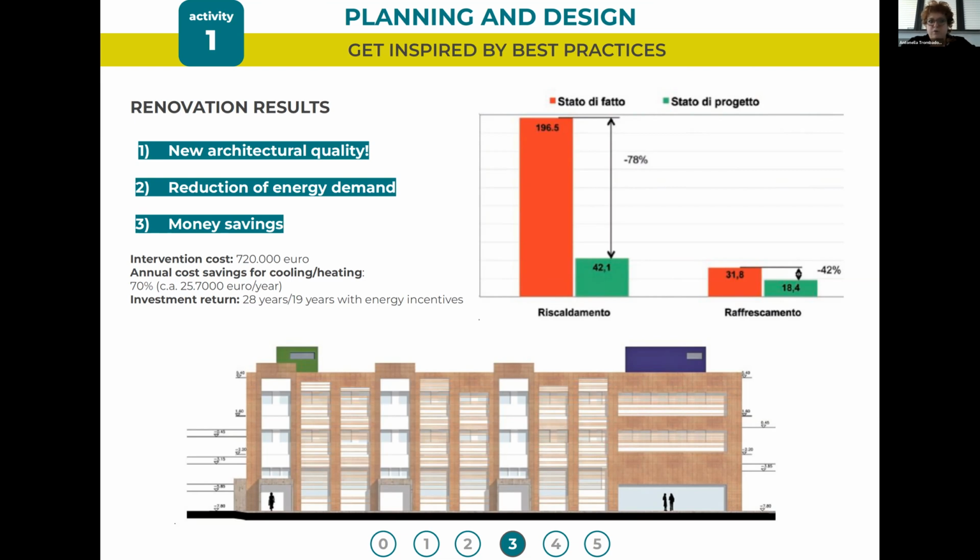With only one solution, it's possible to have three different levels of benefit: the energy benefit, the architectural quality, and of course the aesthetical value of the building.